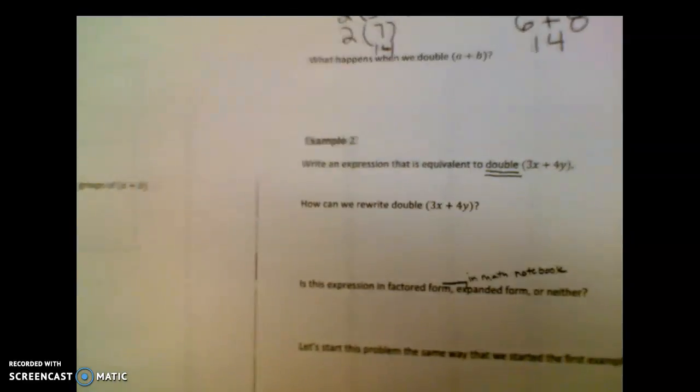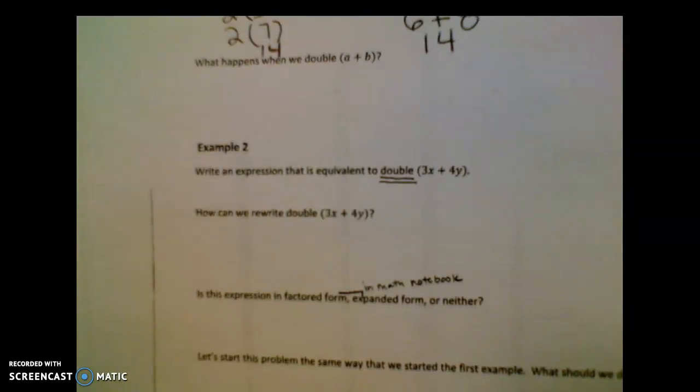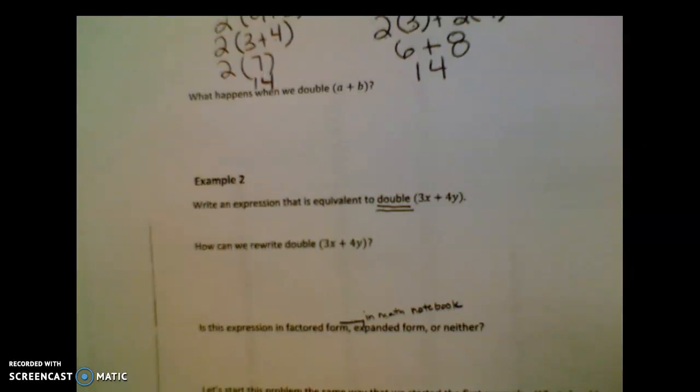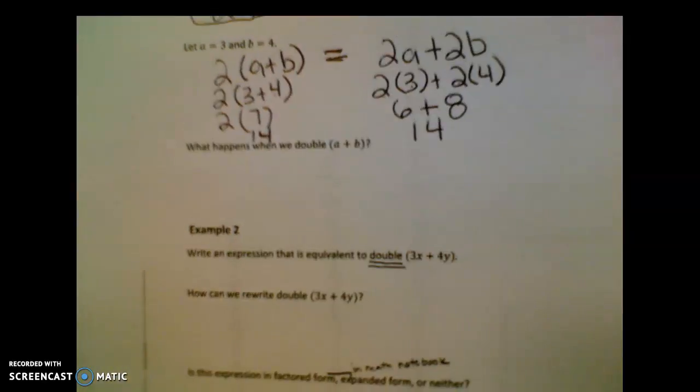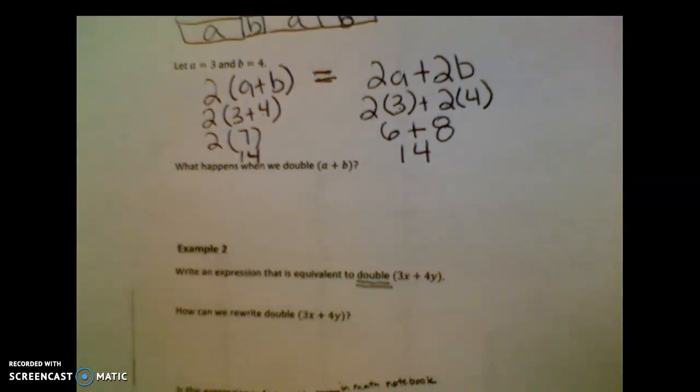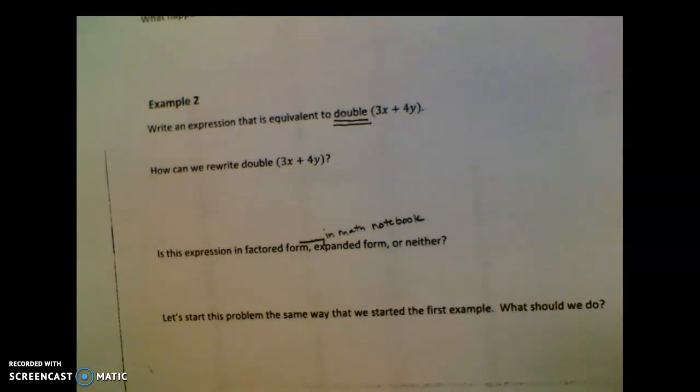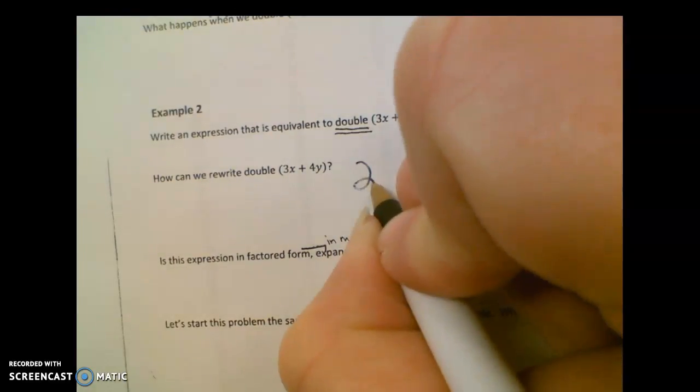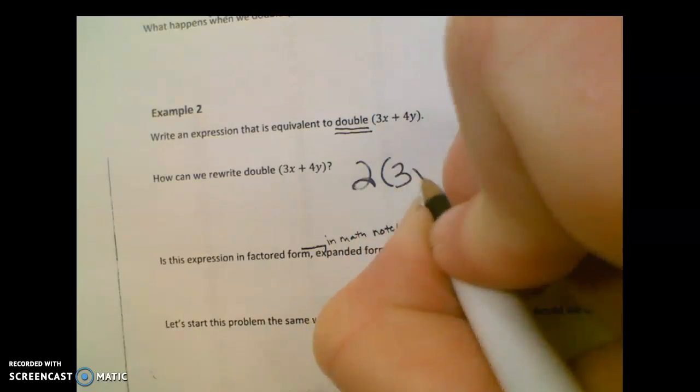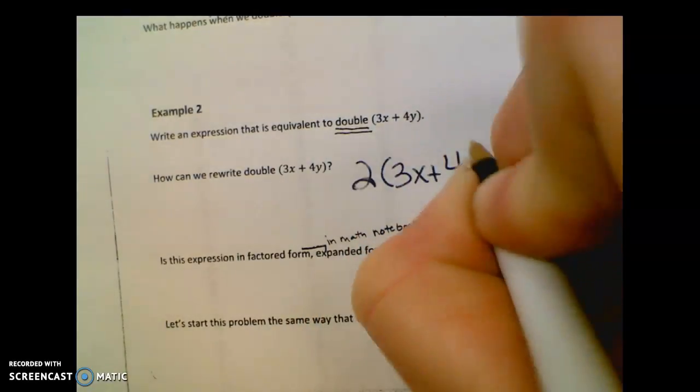So this says, write an expression, sorry, darn my camera. Write an expression that is equivalent to double 3x plus 4y. Well, when we double something, it means we have two of them. So how can we rewrite double 3x plus 4y? We can write it as two groups of 3x plus 4y.